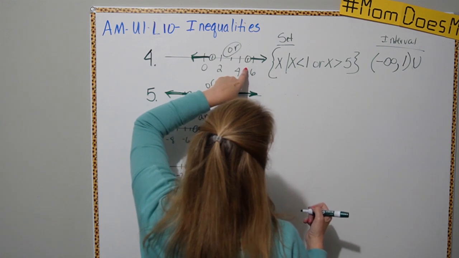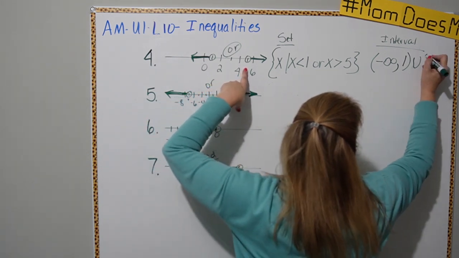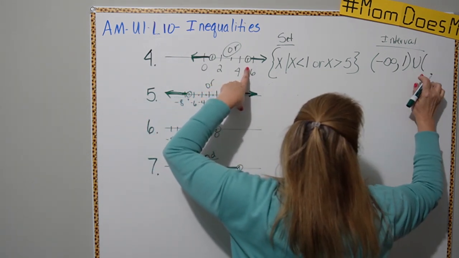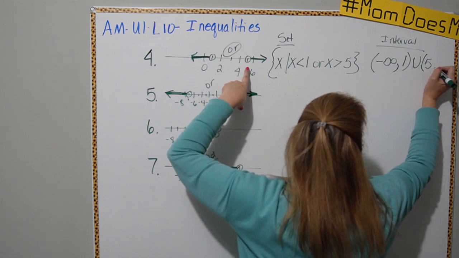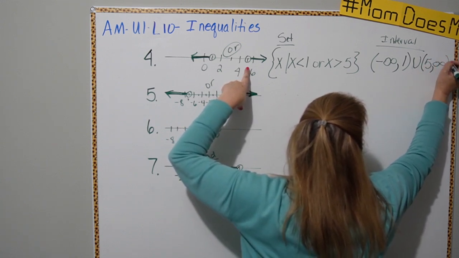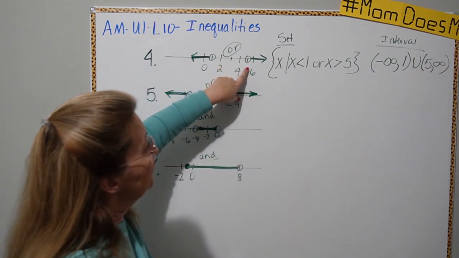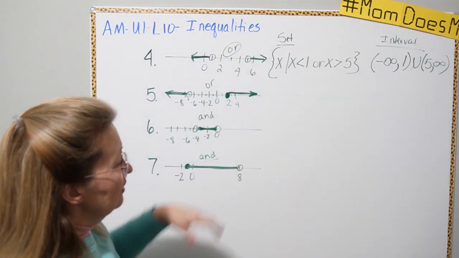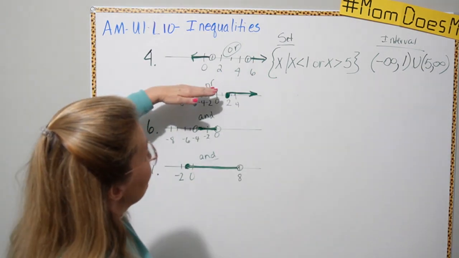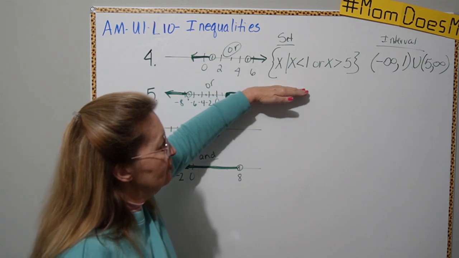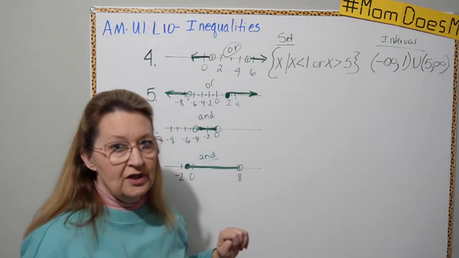Now, here, where does this one start? Well, it starts with an open circle, so that's a parenthesis, at 5, and it's going to end with the positive infinity. So there you go, okay? So take a look at that. This is this graph in set notation and interval notation.